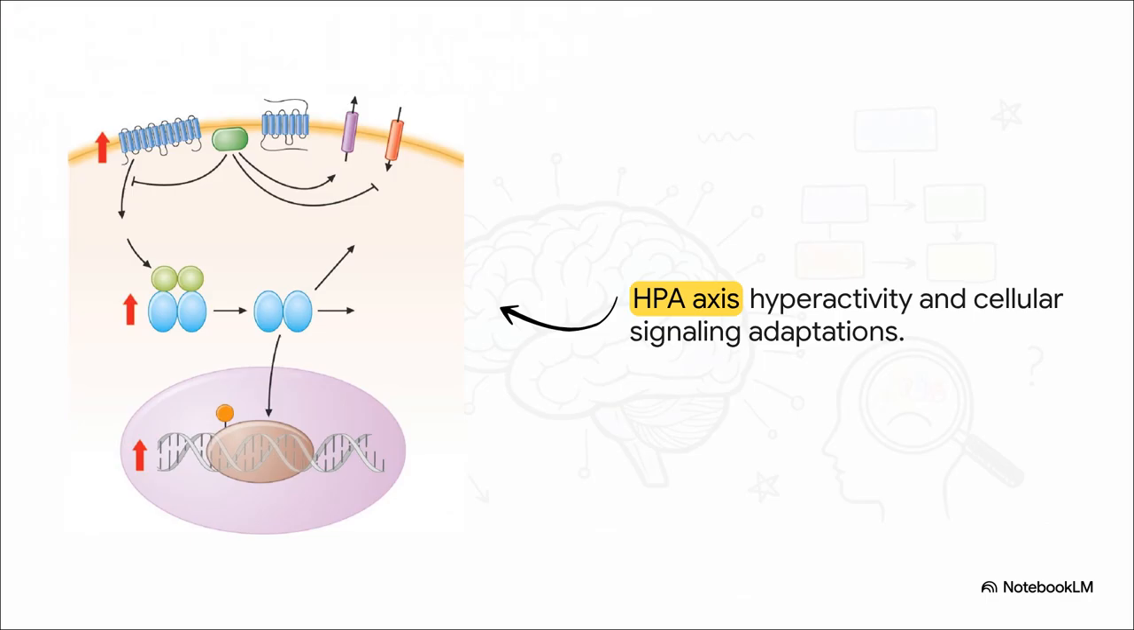Zooming in even closer to the cellular signaling adaptations, severe depression is heavily characterized by HPA axis hyperactivity. This means the body is just pumping out increased cortisol and corticotropin-releasing hormone, which theoretically can cause atrophy in those exact hippocampal neurons we just looked at. We also see dexamethasone non-suppression, pointing to a profound failure of the body's natural stress regulation feedback loop.